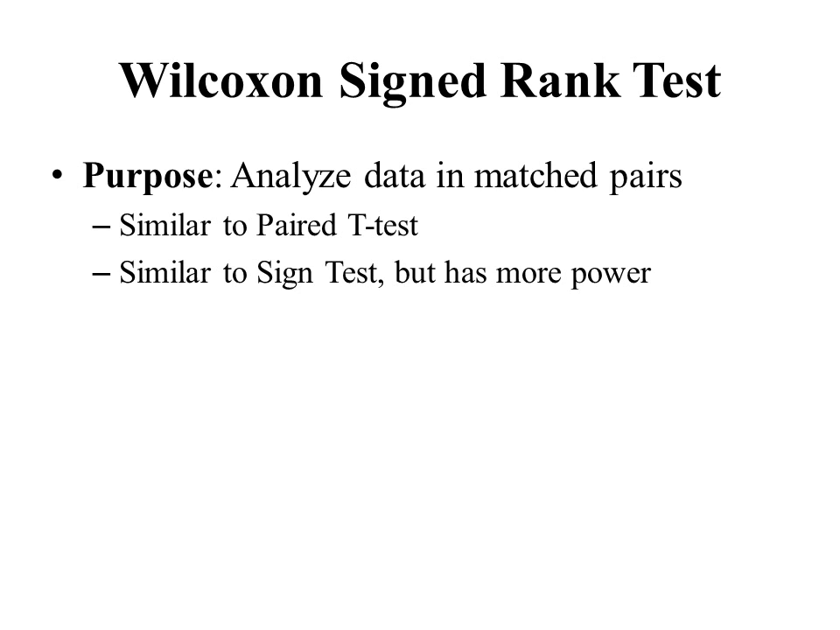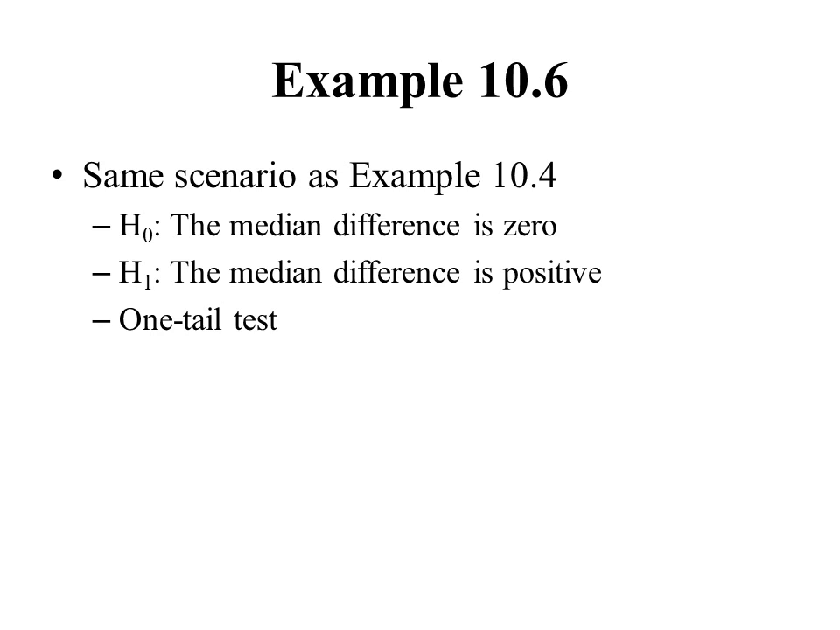Our next hypothesis test is called the Wilcoxon signed rank test. Wilcoxon is the name of the statistician who developed this test. And the Wilcoxon signed rank test, its purpose is also to analyze data that come in matched pairs. So it's similar to the paired t-test, and it's similar to the sign test, but it's going to have more power than the sign test. The Wilcoxon signed rank test does not waste as much information as the sign test, and so it's going to have more power, which is good.